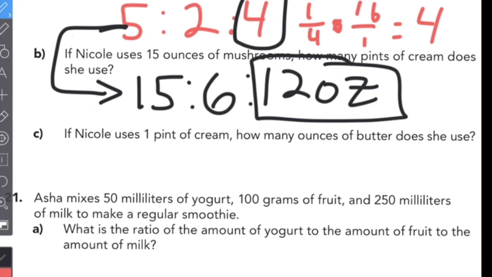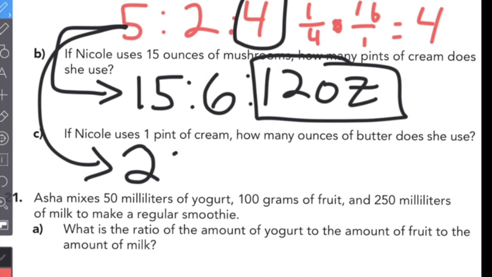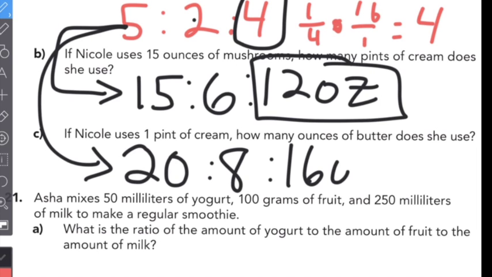So the 5 for mushrooms is 20. Times the 2 by the 4 is going to be 8. And 4 times 4 is 16, which is 1 pint. So that's 16, remember, these are all ounces. So how many ounces of butter? It's right here. It's going to be 8.